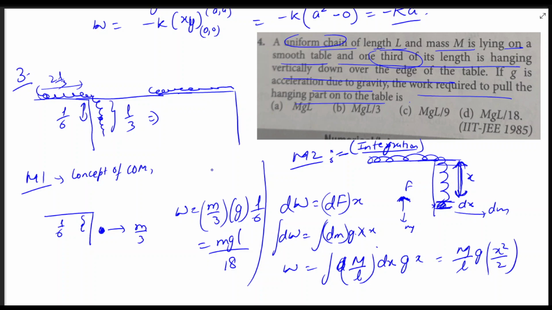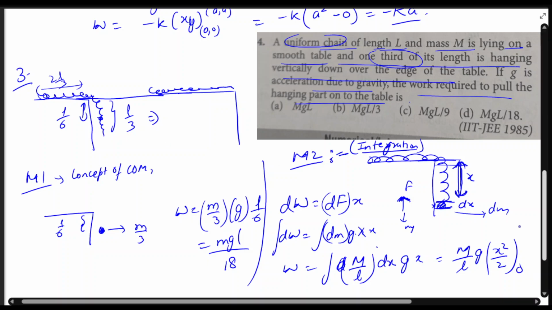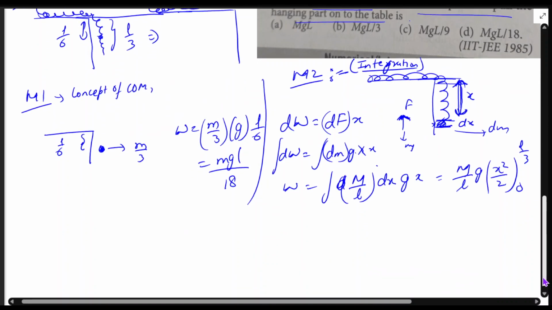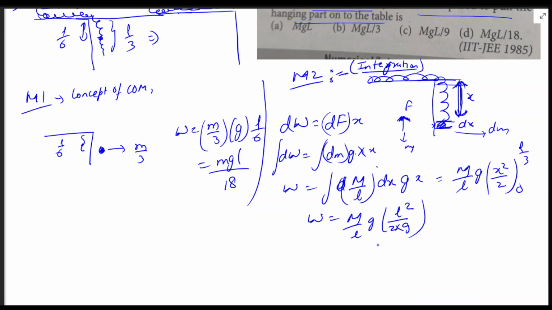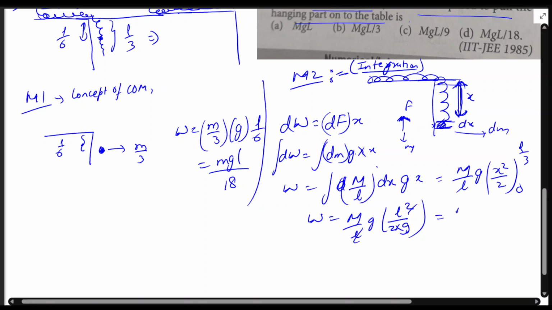Okay. So what will be the length? It will be from 0 to L by 3. So 0 to L by 3. Right. So what we'll get? We'll get m by L g into L square by 2 and 9. This is 9. So we will have again the same answer, mg L by 18.